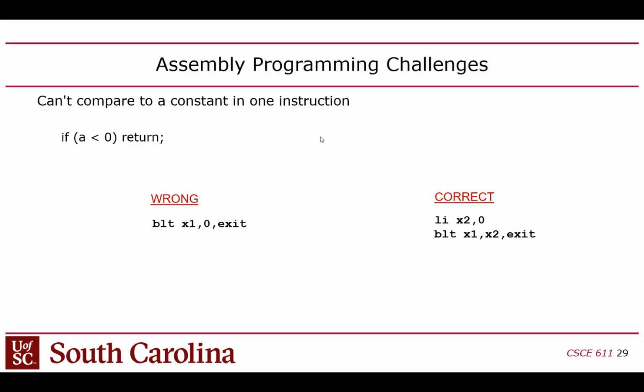The other thing that I really hate, big pet peeve, is you can't do a comparison to a constant. So you just can't say branch if x1 is less than 0, branch. You have to preload a register with the one thing you want to compare it to and then do the branch instruction. So you can't say if a is less than 0 in one instruction. It takes 2 instructions at a minimum.